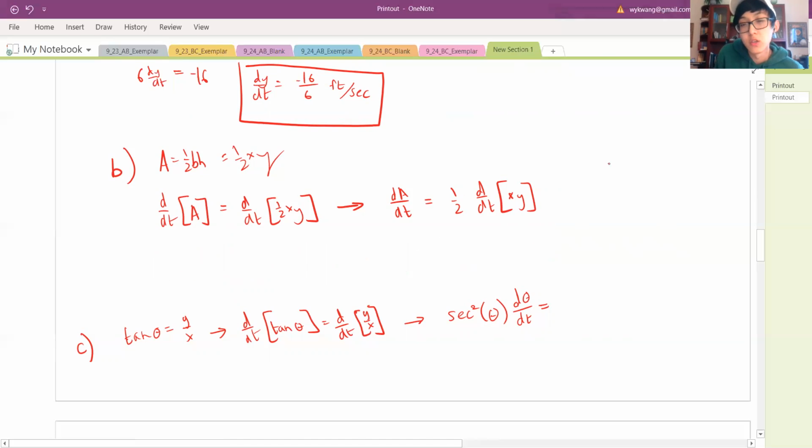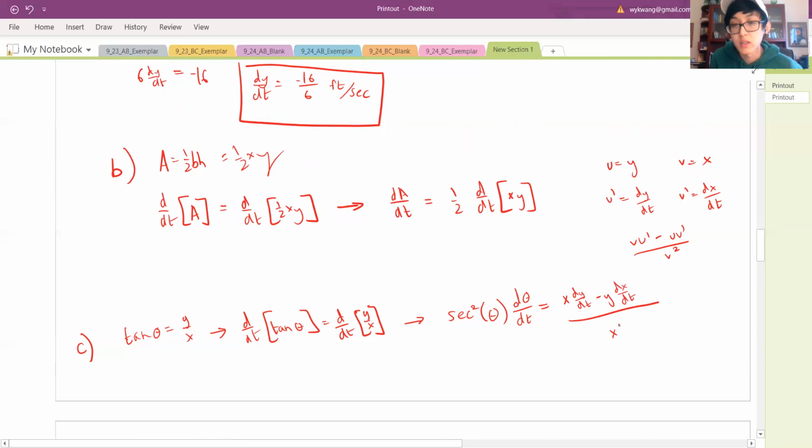Okay, so u is equal to y in this case. v is equal to x. We'll go through this. u prime is equal to dy over dt. Remember, it's not just one. v prime is equal to dx over dt. And then the quotient rule is vu prime minus uv prime, all over v squared. So what is vu prime? vu prime is x dy over dt, minus uv prime, which is y dx over dt, all over v squared, so all over x squared.